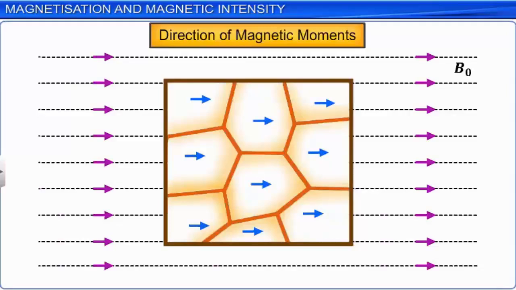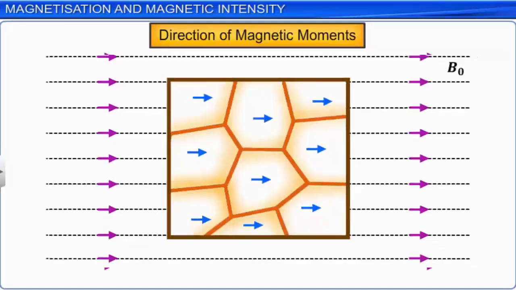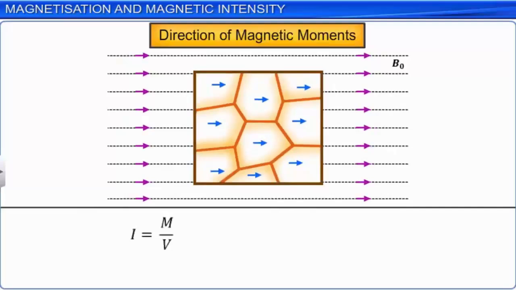Thus, the net magnetic moment per unit volume is called magnetization or intensity of magnetization. That is, I = M / V. The unit for intensity of magnetization is ampere per meter. Its dimensional formula is M⁰ L⁻¹ T⁰ A¹.